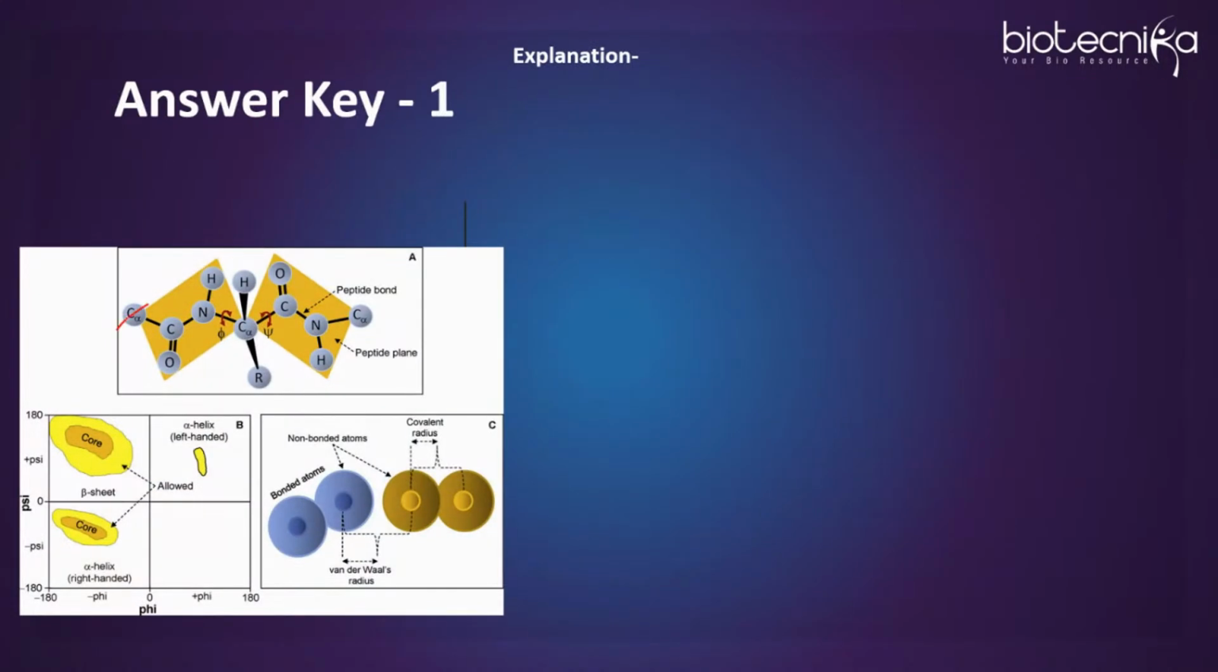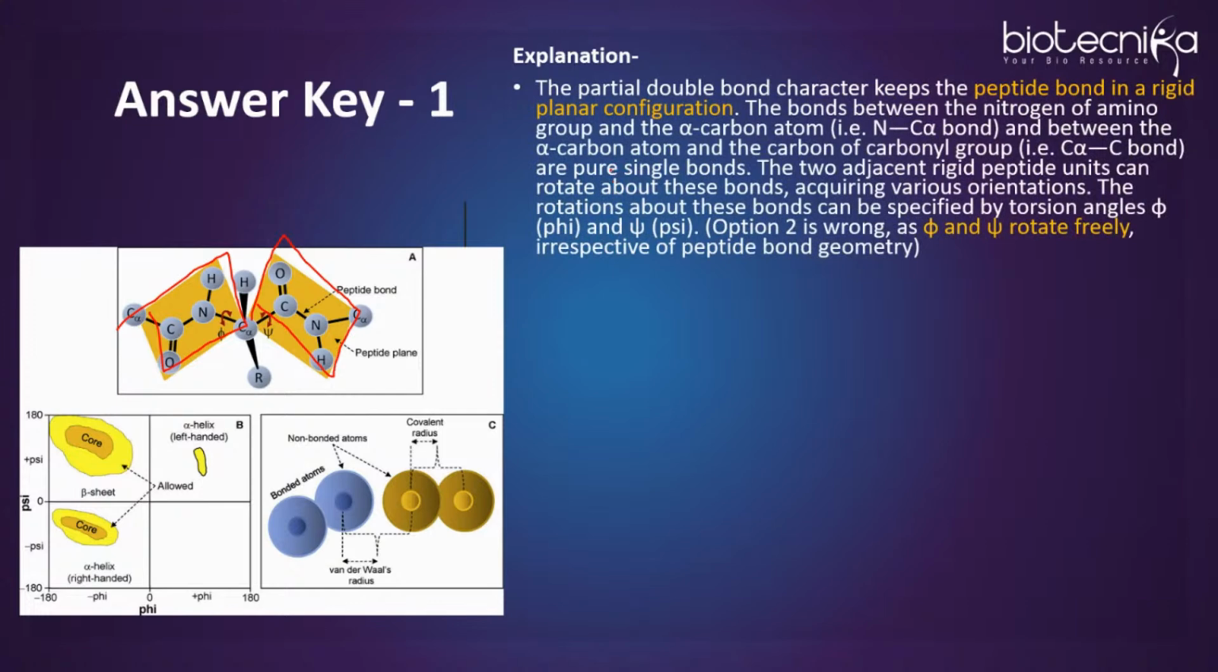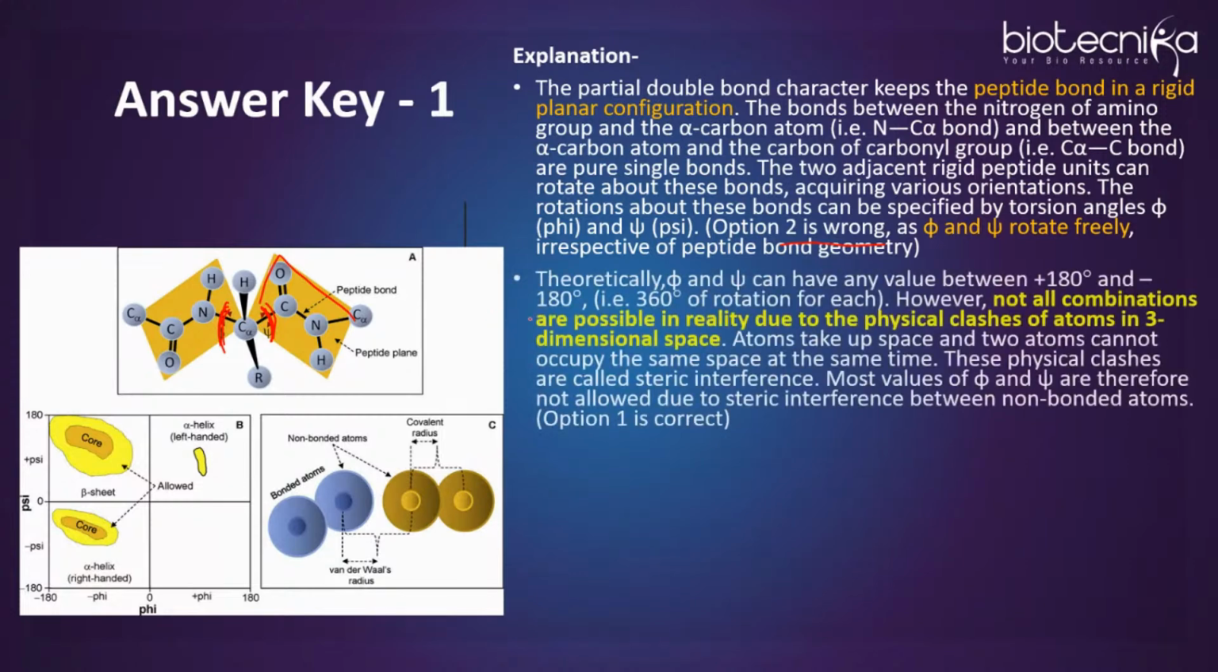So this is the peptide plane. This is one peptide plane, and this is another peptide plane. You should know that in the Ramachandran plot, the peptide bond is a rigid planar configuration. And the phi psi values are actually single bonds which can rotate freely irrespective of the peptide plane. That is why option 2 is wrong, because it mentions that the geometry of the peptide bond decides the phi psi value, and that's why theoretical possibilities are not possible for phi psi. That's wrong. Theoretically, phi psi can have any value, but not all combinations are possible.